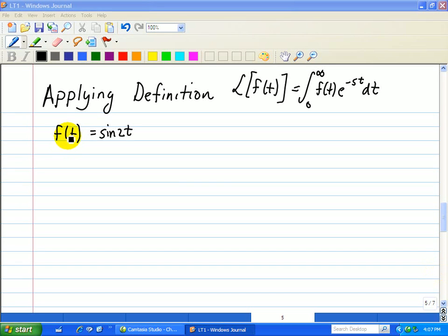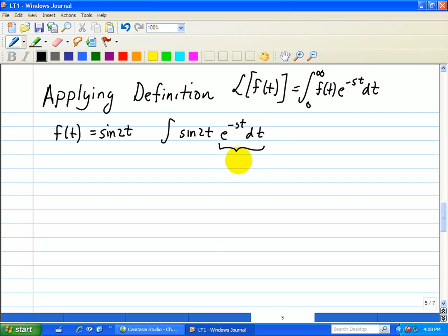So let's find the Laplace transform for sine of 2t. Here, applying the definition again, take the integral of sine of 2t e to the minus st dt. We're going to do the integration by parts. In fact, we're going to do it twice.